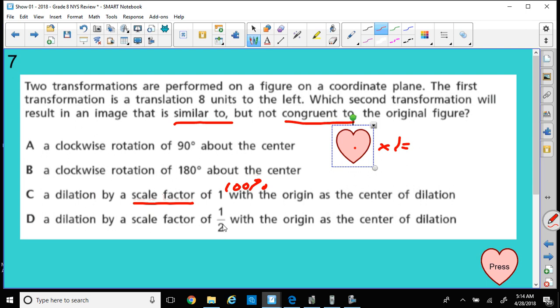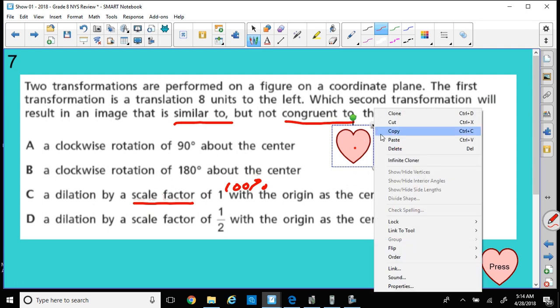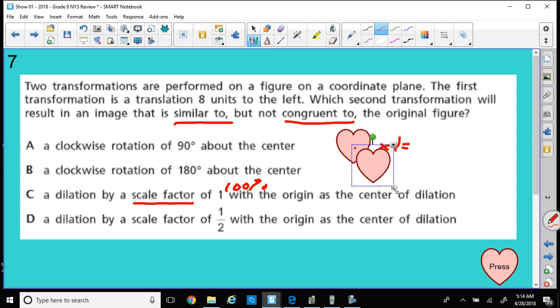Dilation of a scale factor of half with the origin as the center. So what we're doing is we're going to take this shape, let's clone it, and we're going to shrink it by half the size. And now we have a similar shape, but notice it's half the size of it. So it's not the full size, it's going to be 1/2 of the size. So let's make that 1/2. And now notice it's not as big, but it is smaller, half the size. So I'm going to go with choice D as my answer. So let's circle D and let's check it.